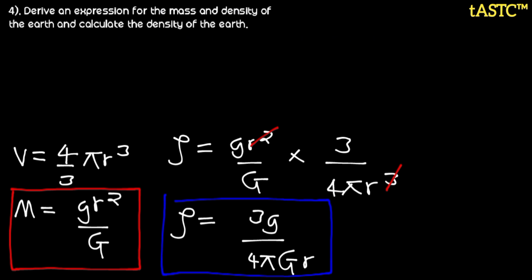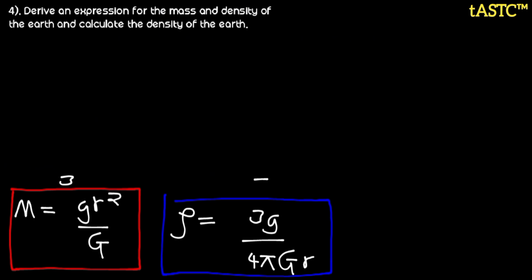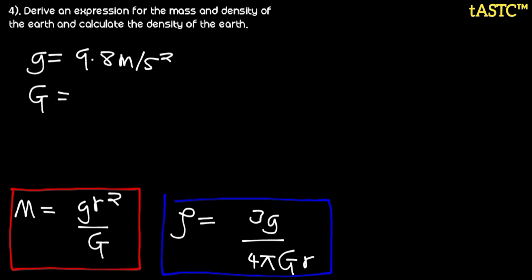Now the next question is to find the density of the Earth. So how can we do that? You already know that this is the formula to find the density of the Earth. Now g stands for the acceleration due to gravity on Earth. We know that is going to be 9.8 meters per second squared. We have G, the gravitational constant, and in this case that is going to be 6.67 multiplied by 10 raised to the power of negative 11 newton meter squared per kilogram squared.